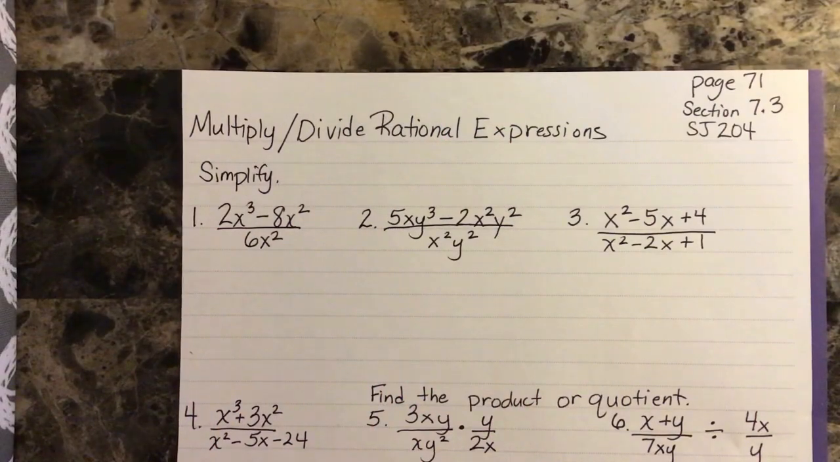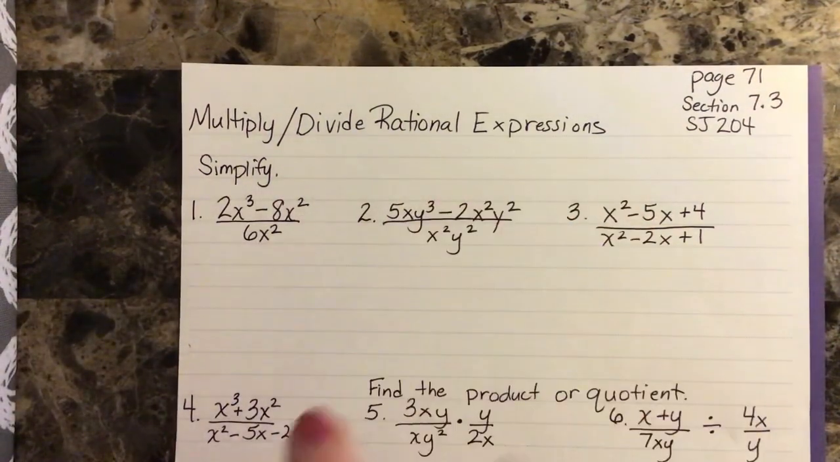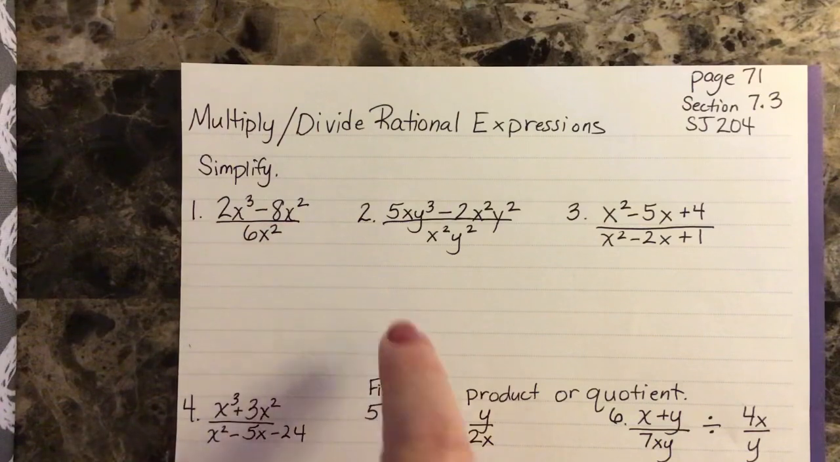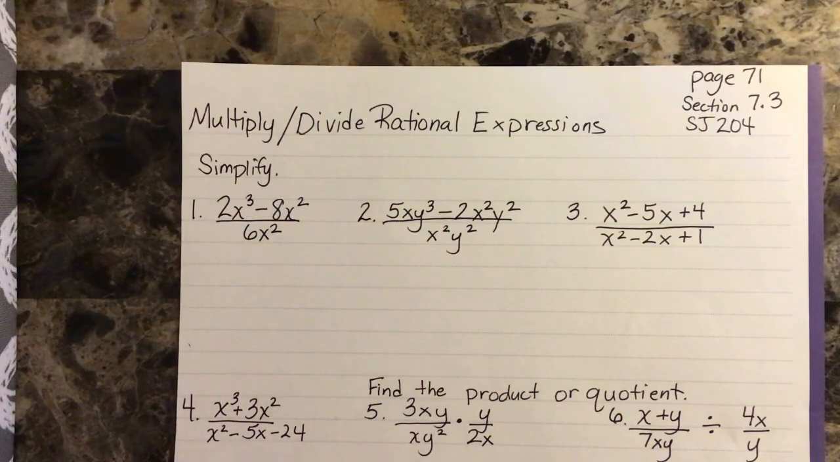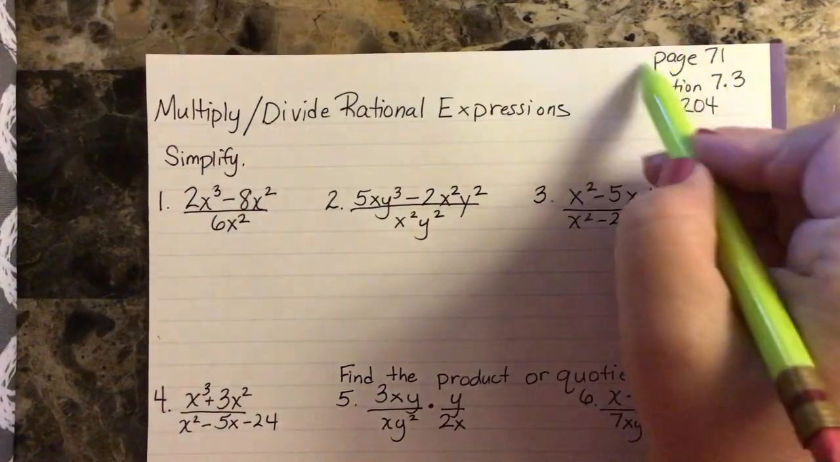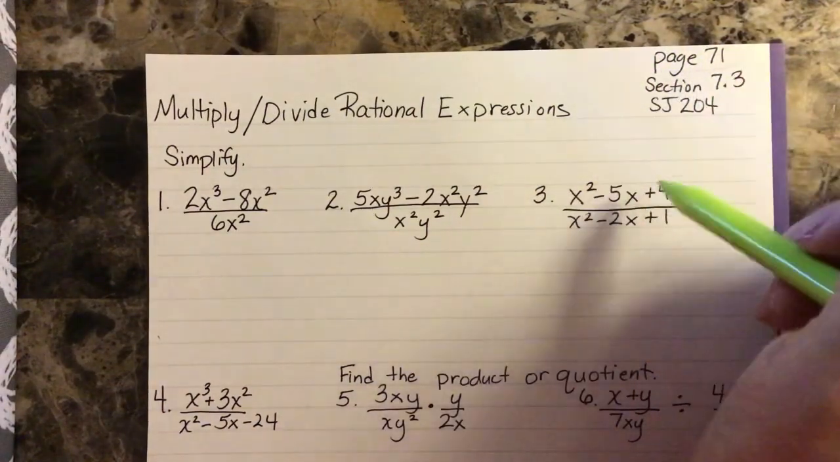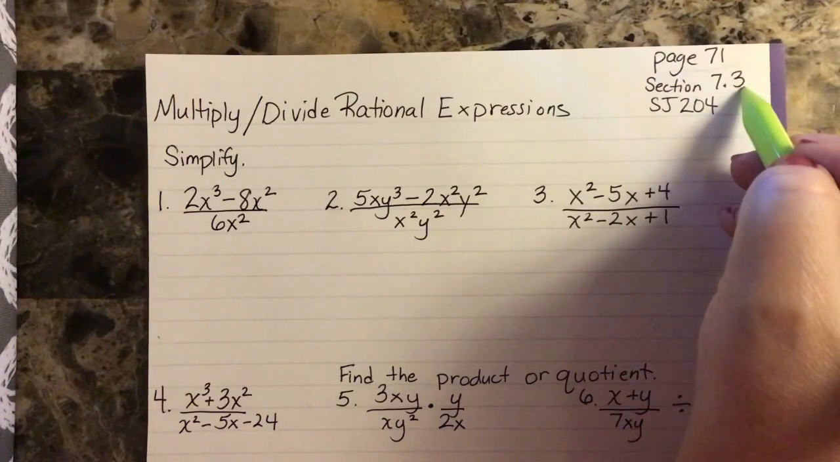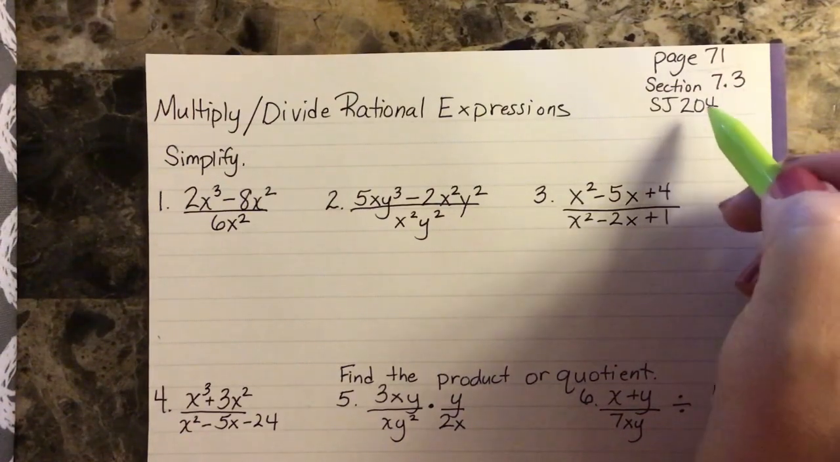For our lesson for Algebra 2 Honors, we're going to multiply and divide rational expressions. We're also going to simplify expressions that are just given to us when we have a monomial in the denominator. This is page 71 in our Algebra 2 Honors notebook. This is section 7.3, Student Journal 204.